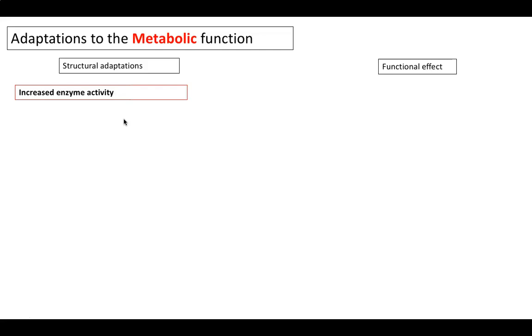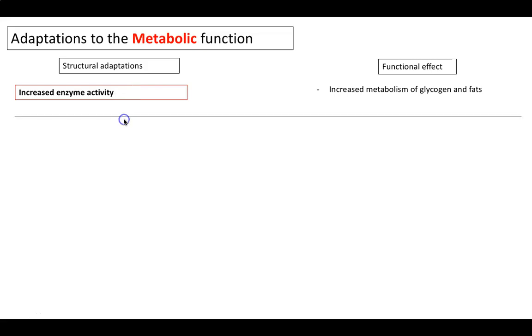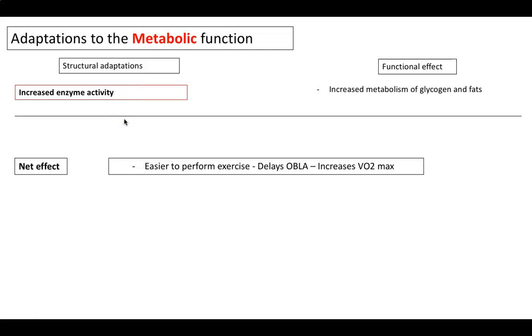So we get an increase in enzyme activity, which means we're going to increase metabolism of glycogen and fats, which means we're going to get more aerobic energy production, which means we're going to get an increase in VO2 max. We're going to be able to perform easier for longer, and we're going to have a delay in OBLA. So they are the adaptations that you need to get down.